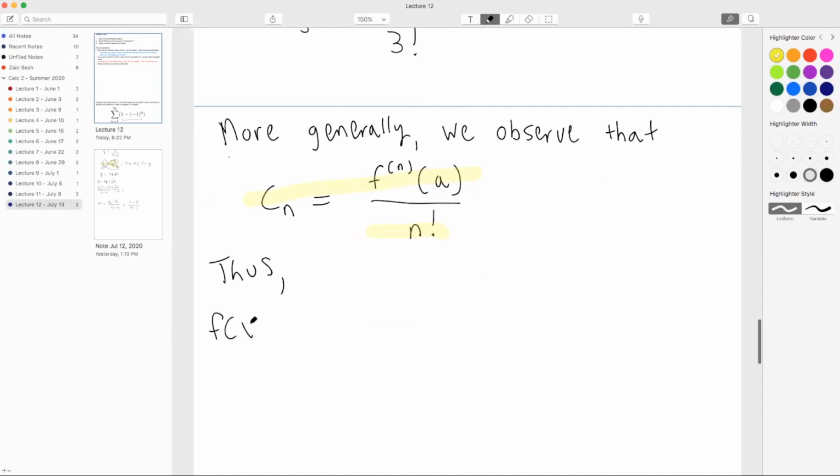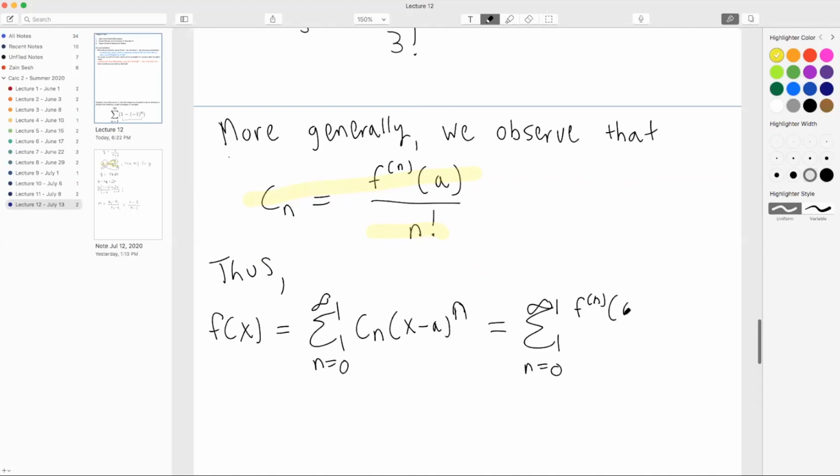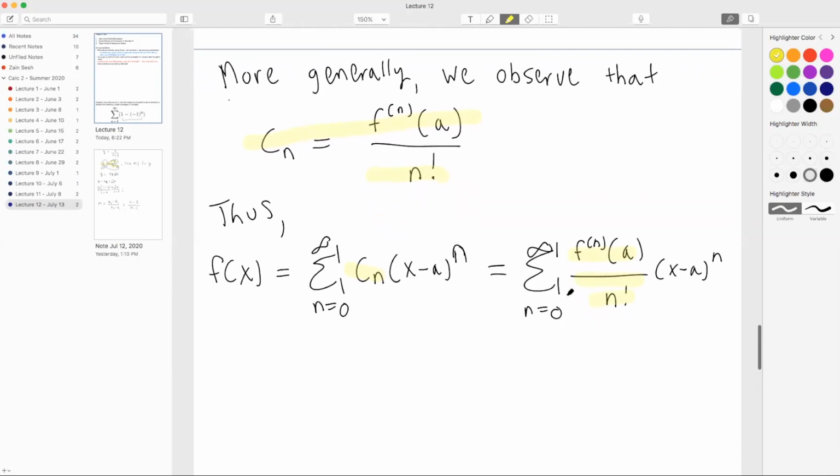So thus, f of x, which originally, I'm going to write out our first expression for it. It was just C sub n multiplied by x minus a to the n. This is actually the same as, so I'm going to put our formula for Cn in for Cn, okay? So this is the nth derivative of f evaluated at a divided by n factorial, that's Cn, multiplied by x minus a to the nth power. So I just replaced Cn in the infinite series with our derived formula for Cn. That's all I did. So we have a new formula for a power series, okay?